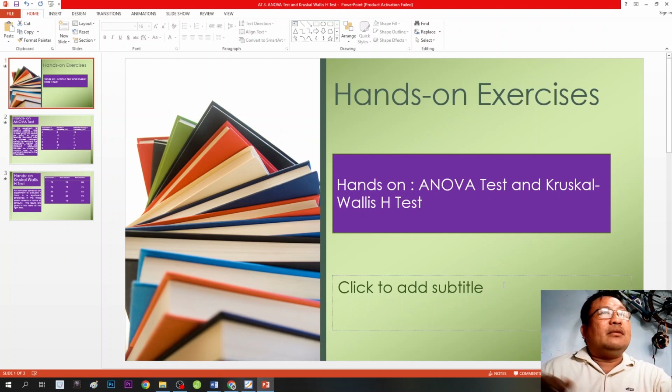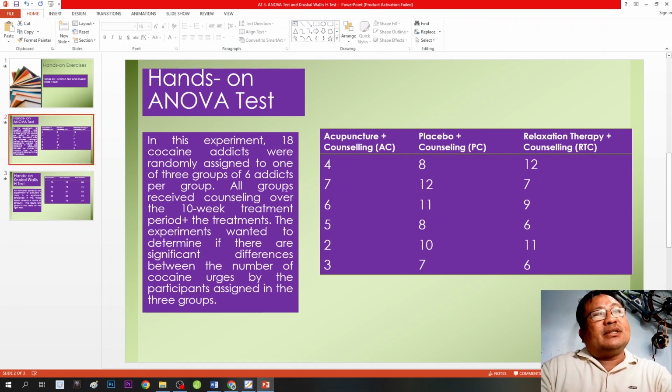Good day everyone. Today we will have hands-on exercises on the ANOVA tests and the Kruskal-Wallis H tests. So first is the hands-on on the ANOVA tests with the problem.